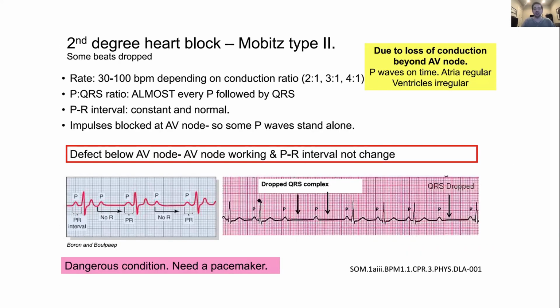Mobitz type 2 is just, it's not predictable. You don't have that prolongation. You just get a PQRS, T, PQRS. So you can see there's a regularity to it. It's PQRST, PQRST, but you see here this PQRST, P, and it's just dropped. So you don't have that prolongation, right? You just get a dropped QRS complex.